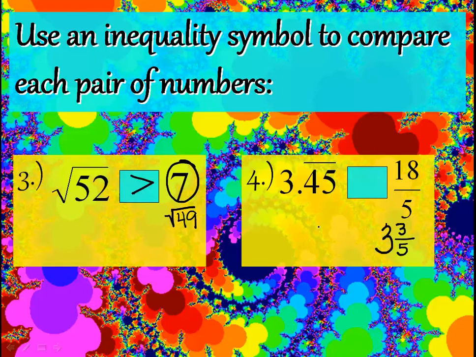Now I may be thinking, how am I going to compare this 0.45 repeating to this 3/5? But when I look at this, I notice that we can do the same thing we did with the first example. 0.45 is less than 1/2, so this is a little less than 3 1/2. 3 out of 5 is more than 1/2, so this one is a little more than 3 1/2. So 3.45 will be less than 3 3/5 because this one is less than 3 1/2 and this one is more than 3 1/2.